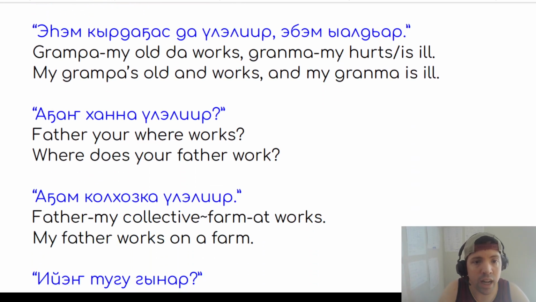Arang hanna ülelir. Where does your father work? Aram kolhozka ülelir. My father works on a farm. Keep in mind that kolhoz is a collective farm. This is a Soviet era word, but voila.